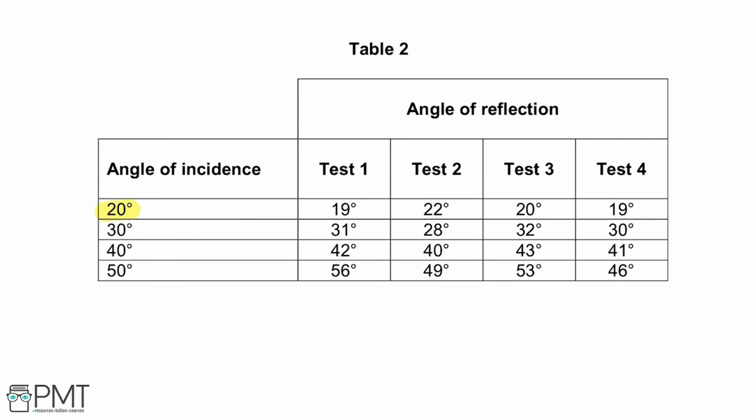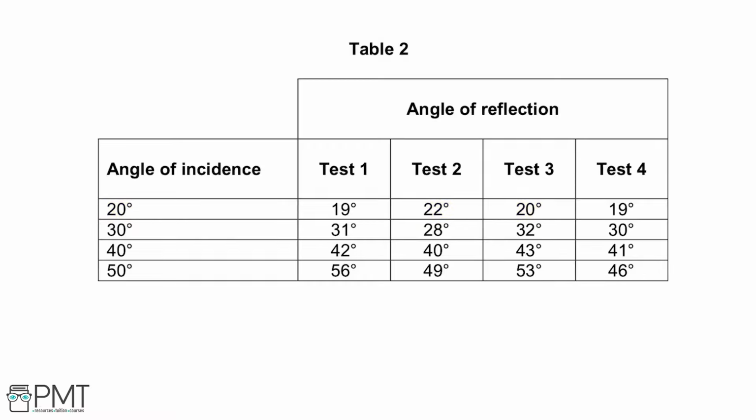Looking at this, I would say that the angle of reflection is usually more or less equal to the angle of incidence, and so I would agree with the student because we have one value that's exactly the same and the rest of them are within 2 degrees, so that's the largest. That's the furthest away that any of the values are from the angle of incidence.